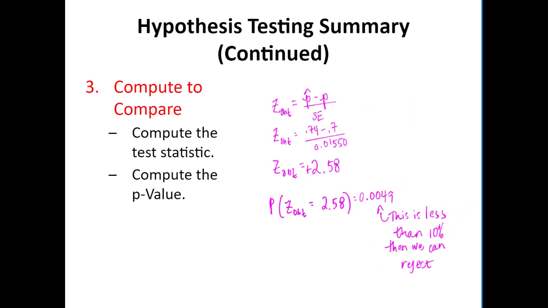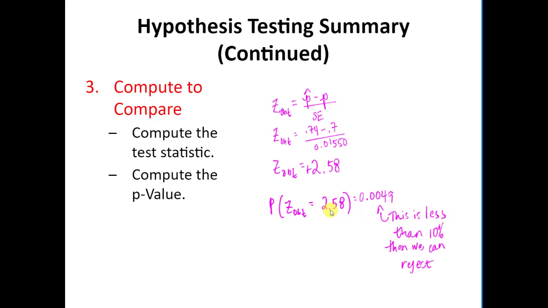The compute and compare obviously has two parts, compute and compare. So in the compute part, what we did is we computed the z obtained, and we took the p-hat. From that, we subtracted the population proportion, and we divided that difference by the standard error, and we got a z obtained of positive 2.58. Also, we calculated the probability of getting that z obtained, or that z-score, or greater.